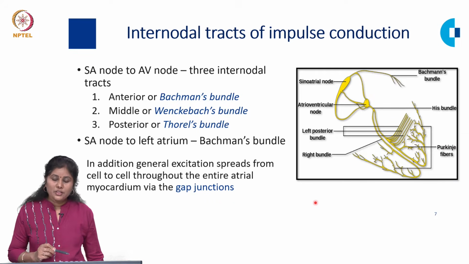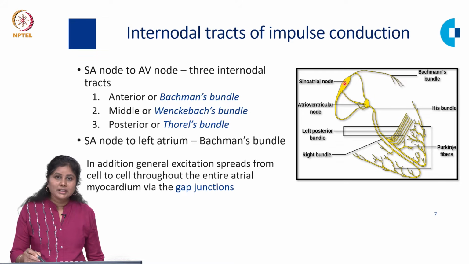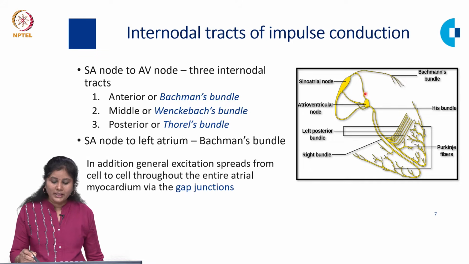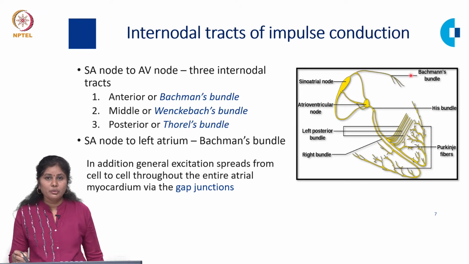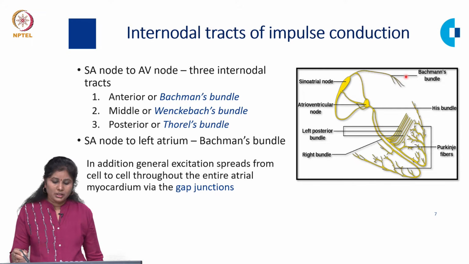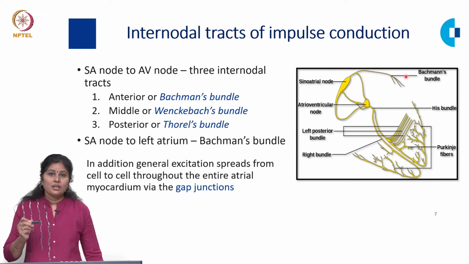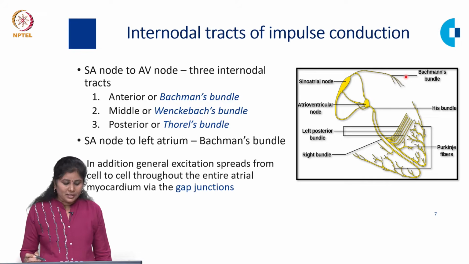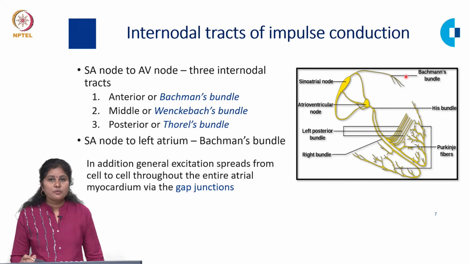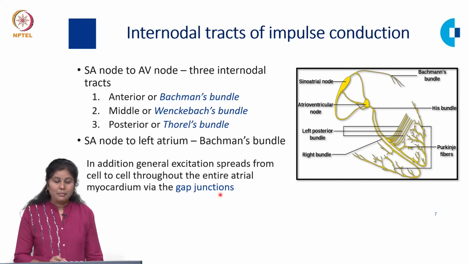Next, we will see about the internodal tracts of impulse conduction. As we saw in the previous picture, the SA node generates the pacemaker potentials which will be carried to the AV node via these three internodal tracts: the anterior or Bachmann's, middle or Wenckebach, and posterior or Thorel's bundle. Apart from that, a branch of Bachmann's bundle also reaches the left atrium to excite the left atrial tissues. Now, apart from these physiological internodal tracts, the general excitation can also spread from cell to cell in the atrium via a specialized structure called the gap junctions.